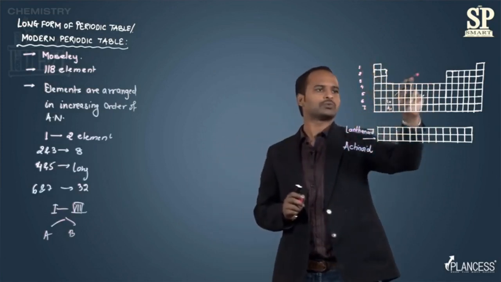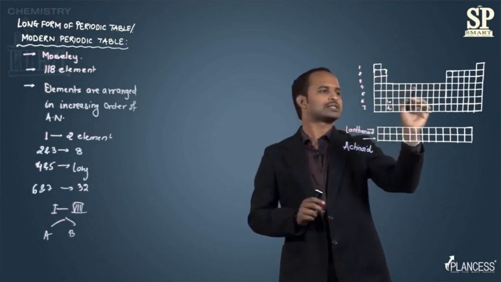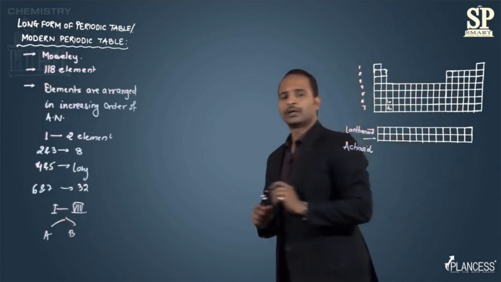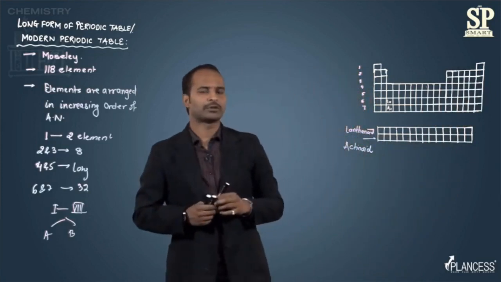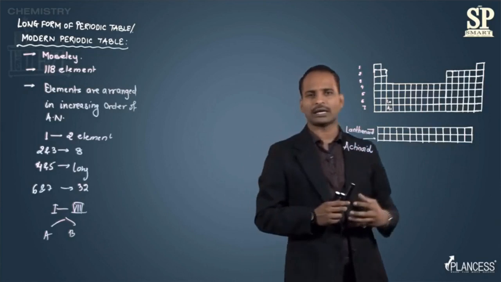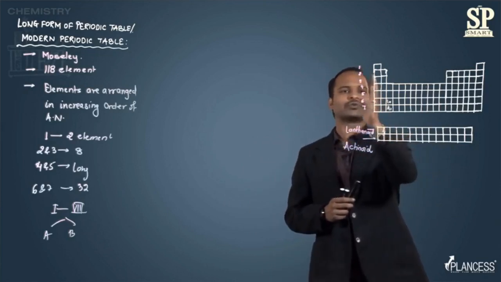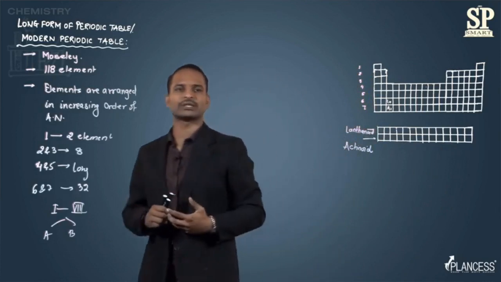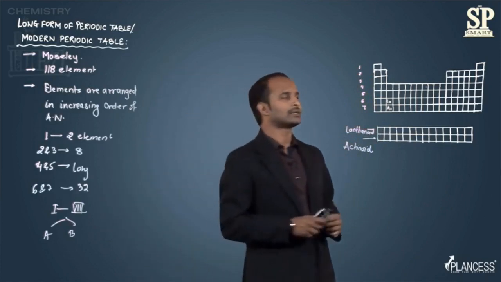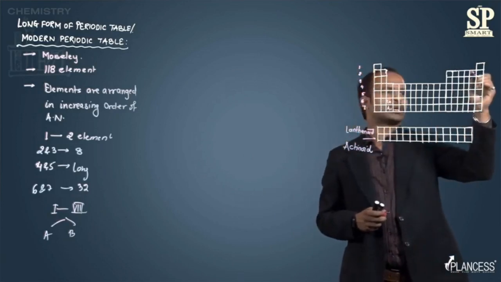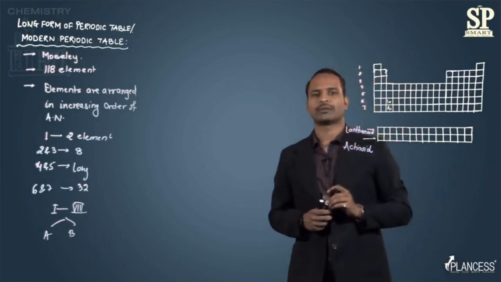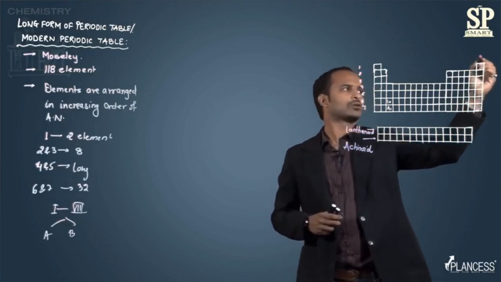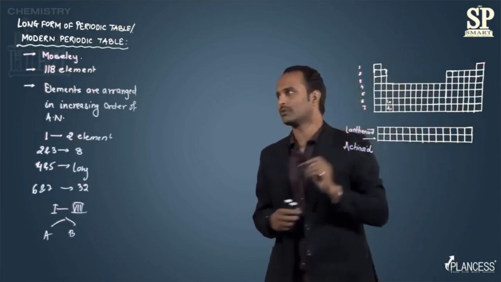So group number 1, 2, 3, 4, 5, 6, 7, 8, 9, 10, 11, 12, 13, 14 up to 18. Now group number 1 and group number 2 are highly metallic in nature, and as you move from here to here, the metallic nature goes on decreasing and the non-metallic nature goes on increasing. The second last group, called the halogens, is highly non-metallic. The last group is called the zero group. As I said, these two are group number 1 and group number 2.